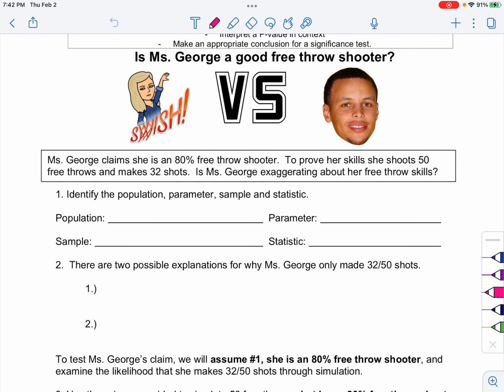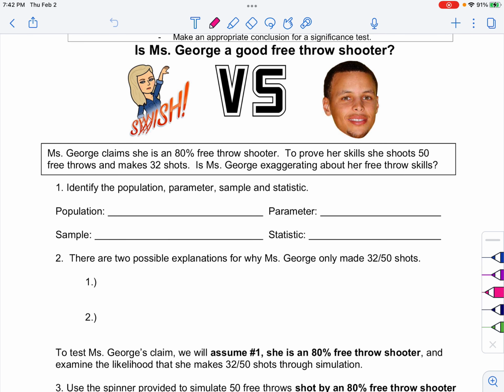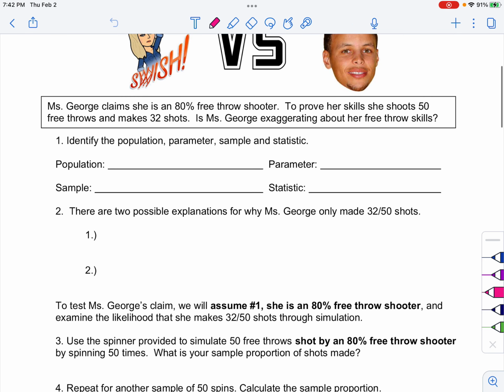Is Miss George good at free throw shooting? Of course the answer is yes, but let's just see how good I am. So, Miss George claims she is an 80% free throw shooter. To prove her skills, she shoots 50 free throws and makes 32 shots. Is Miss George exaggerating about her free throw skills?